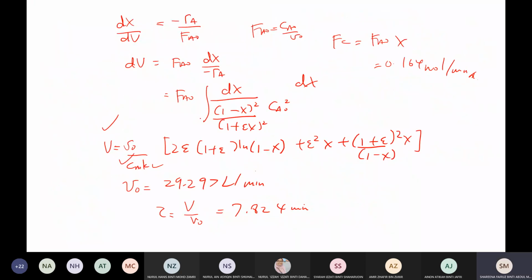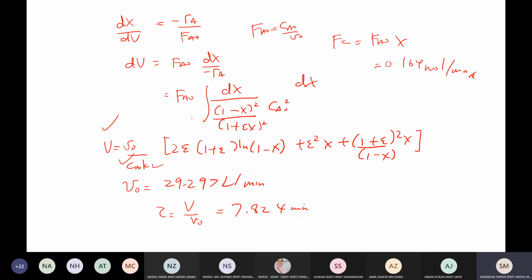Faham ke? Up to this point? Okay, doktor. Okay, sebenarnya itulah dia guna equation yang sama, cuma dia punya arrangement, sequence tu lah dia akan berlainan steps dia ikut pada soalan. Okay, mana value yang you perlu cari and so on. Okay, so that one lah.